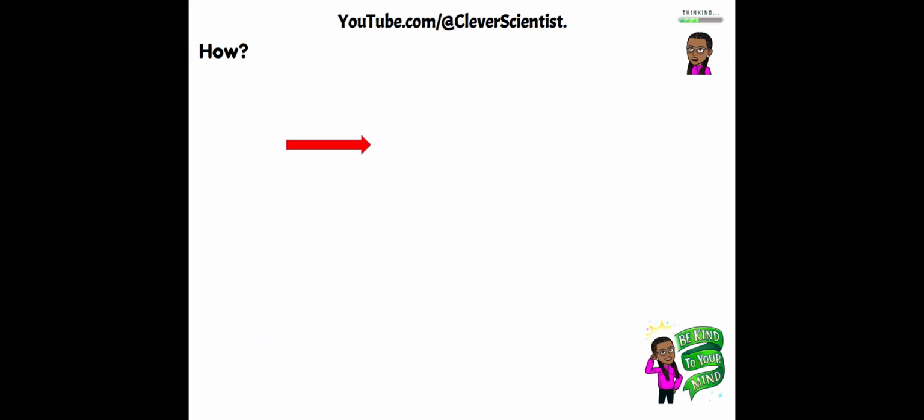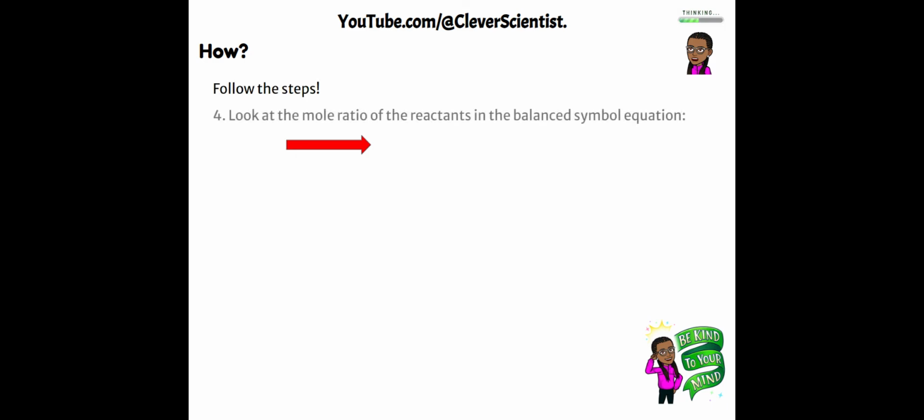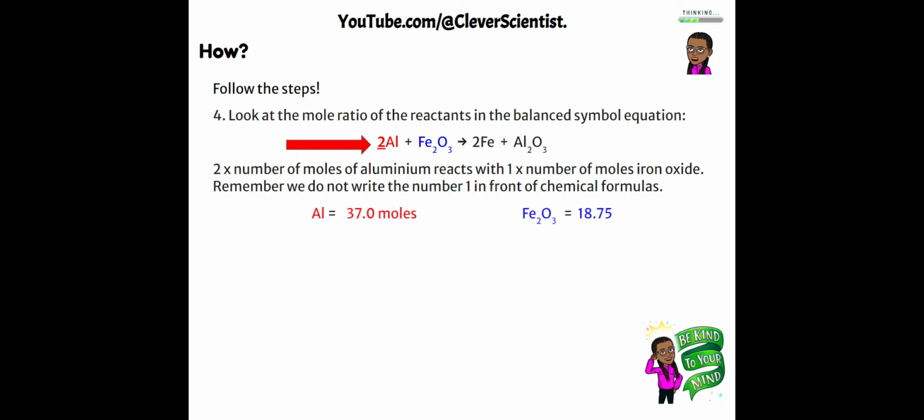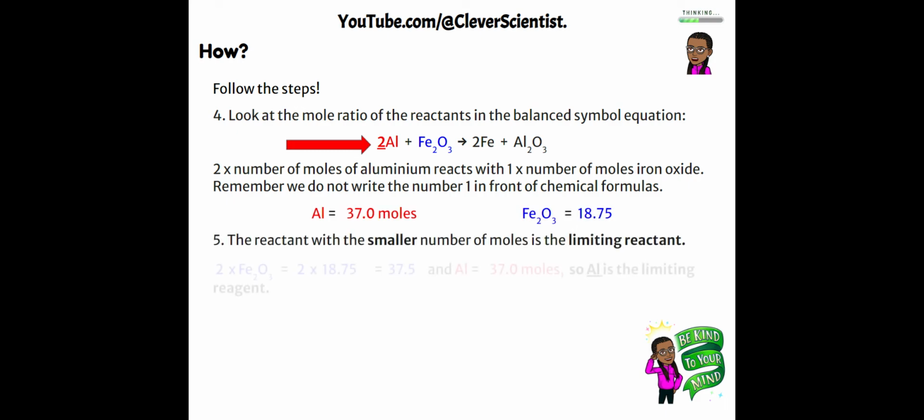So, step 4. What we're going to do now is look at the mole ratio of the reactants in the balanced symbol equation. So remember, the coefficient in front of the substances is the number that we're looking at. From this balanced symbol equation, you can see that twice the number of moles of aluminium react with the number of moles of iron oxide.